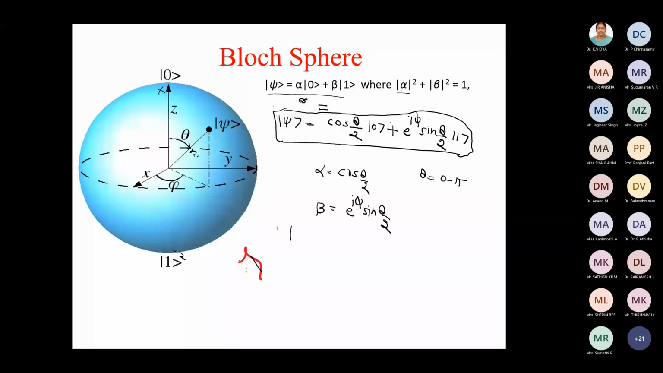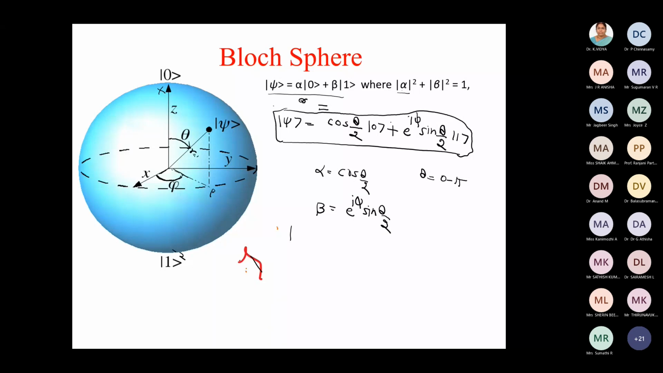What is this phi? If there is a vector psi state, we take the projection of this vector on the xy plane. This dashed circle is the xy plane. Let's call the projection of vector psi on the xy plane P. Now this vector P makes an angle with the plus x-axis, and whatever angle the projection makes is called phi. If the vector is here, then phi is 0.